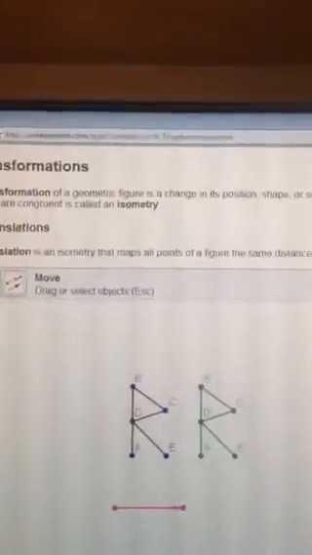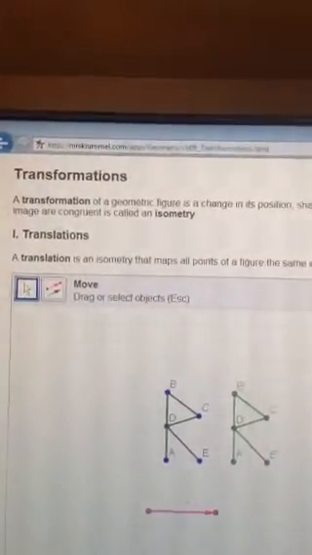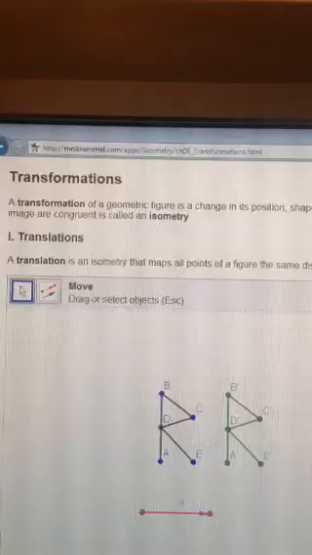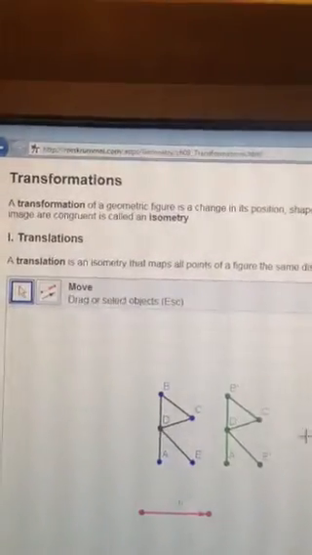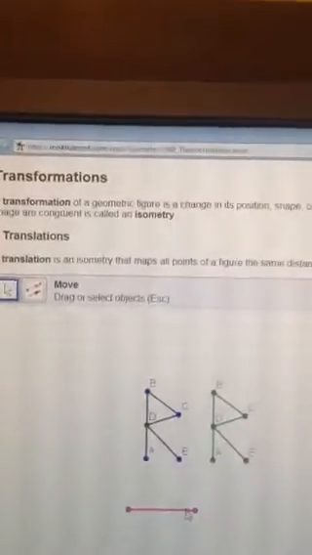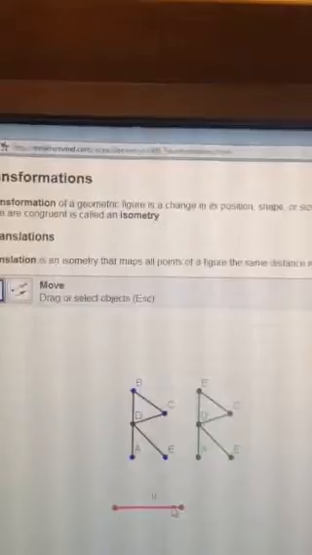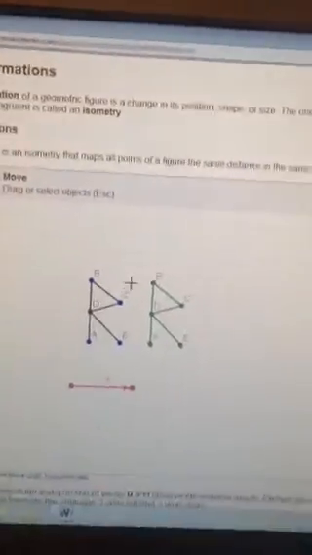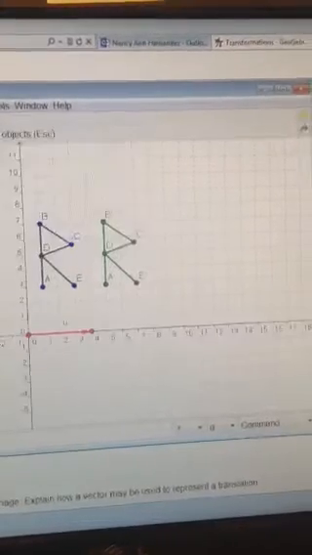So in a translation, the figure doesn't change shape or size, it simply moves. Sometimes it's referred to as a slide. Vectors are a great way to describe this movement because they specify distance and direction. So let's look over here. I'm going to click on it and I'm going to add axes.